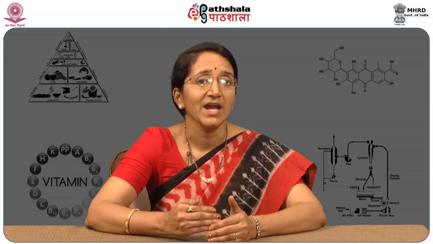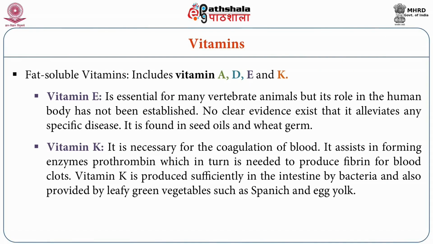So in fat soluble vitamins, after vitamin A, D and E, we have the last vitamin, that is vitamin K. Now coming to vitamin K, it is again a very essential vitamin, and it has a very prominent role in coagulation of blood or blood coagulation. Now this vitamin K always assists in formation of an enzyme called prothrombin, which in turn is required or essential to produce fibrin for the blood cells. With the presence of prothrombin and fibrin only, the blood clotting takes place.